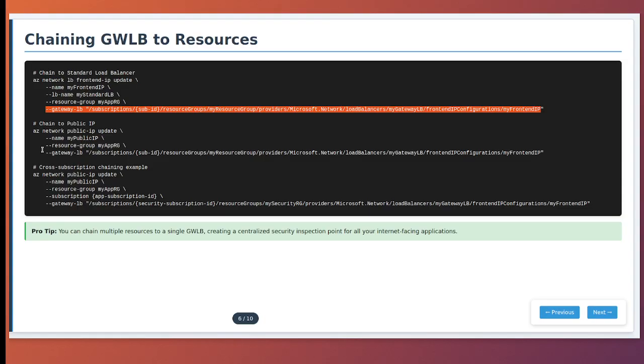One tip: always verify your chaining configuration using az network lb frontend-ip show or az network public-ip show. The output will include the gateway LB property if chaining is configured correctly.